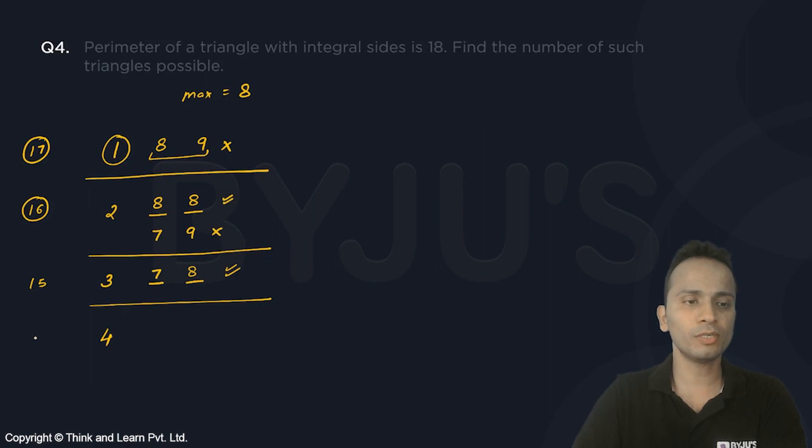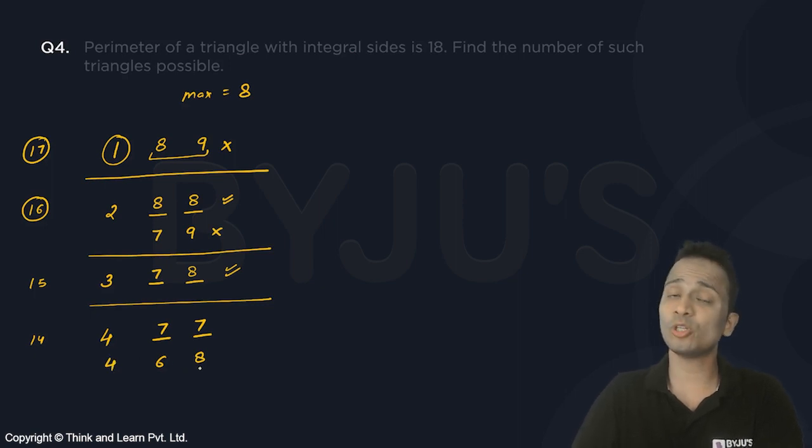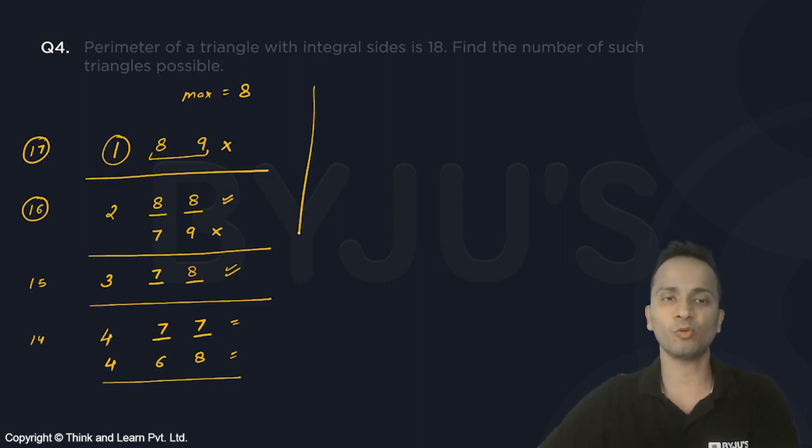Now side 4, remaining 14, the sum of the other two sides. I'll write 14 as 7 plus 7. This is possible. Then reduce 1, 6, and increase 1, 8. So 4, 6, 8, yes, it is also a possible triangle. But now I cannot reduce 6 further to 5, otherwise I'll have to increase 8. So I'll stop here. These are the two possible triangles with minimum side as 4.